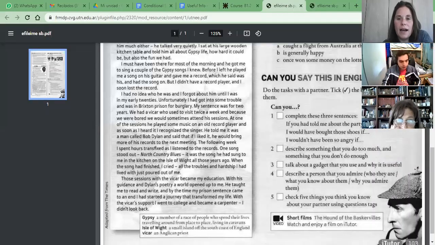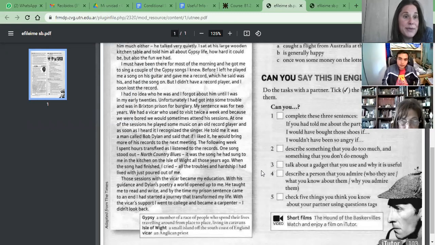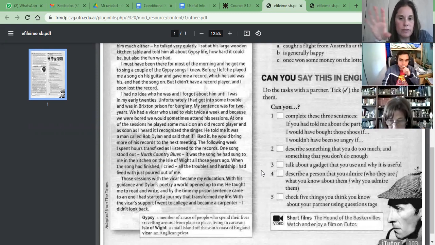Okay, so the idea is to check if we have the vocabulary and if we understand how to say these things in English. I will not work on the 5 points, but I will work on some of them. So I will ask you to concentrate on question number 1.